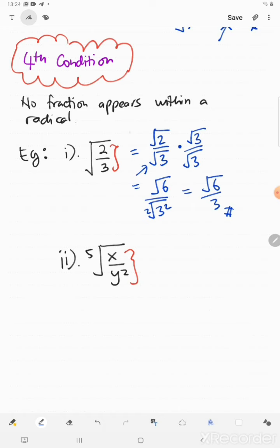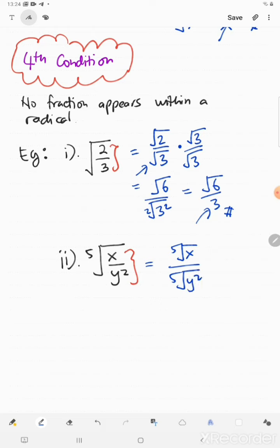Ingat bila ada fraction, pecahkan dia, atas bawah ada radical sign, and then you have to rationalize, multiply square root of 3 atas bawah, and then kita simplify, dan jawapan akhir make sure clear daripada radical sign. Okay, example number 2, now we have fifth root of x over y square. So ini kita kena pecahkan juga.